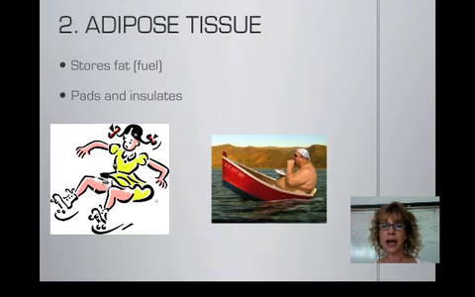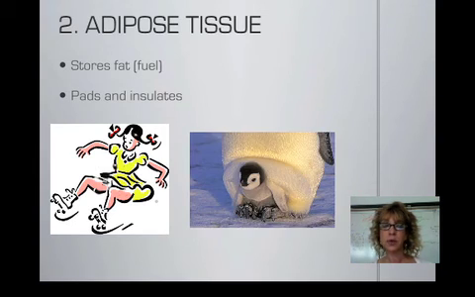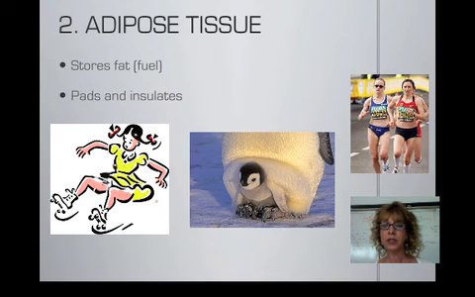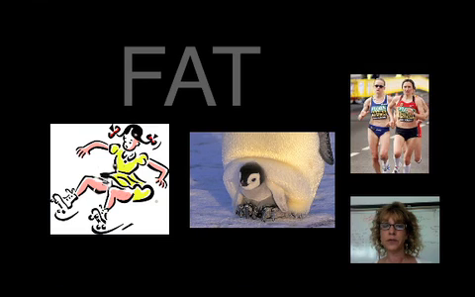Adipose tissue is important in animal bodies for padding and insulating the body. It's necessary to have a layer of adipose tissue underneath your skin to keep you warm. And adipose tissue stores fuel long term.